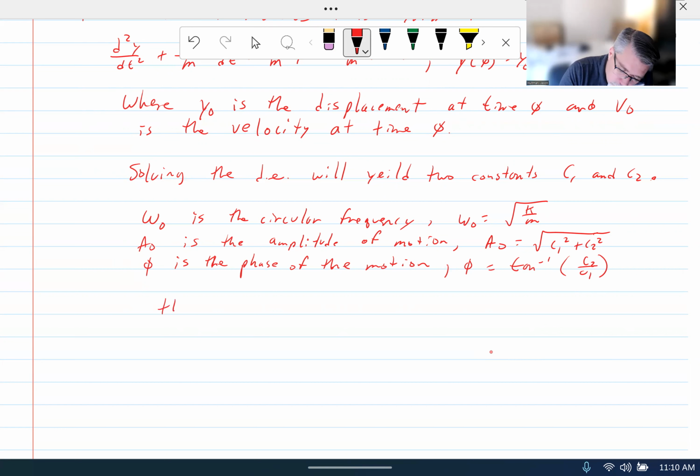Okay, that is, A can be thought of as like r, and then the tangent of phi is like y over x. And so we could think of A naught as equal to C1 times the cosine of phi, and A naught is equal to C2 times the sine of phi, by using a little trigonometry.